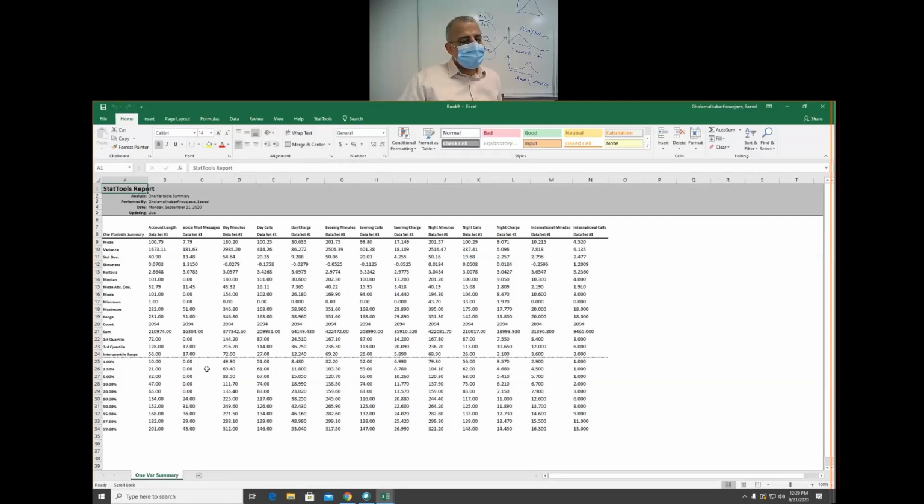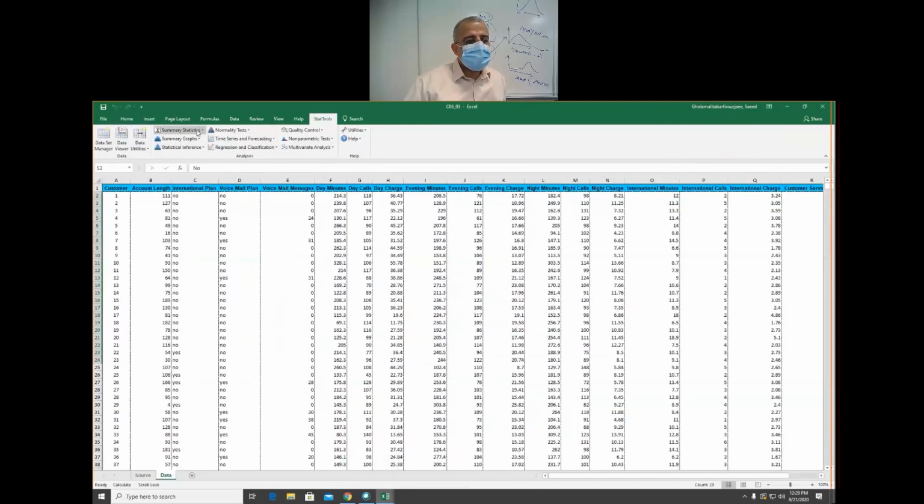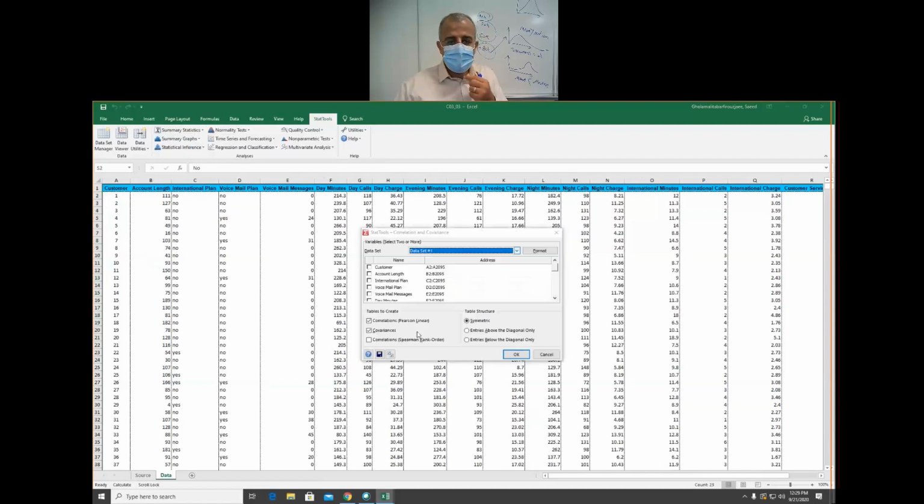From this table, we get the summary statistic for every single variable. But if you want to check the relationship between these variables, we need to go to the correlation and covariance and select, check these numerical variables. Voicemail plan. Oh no.